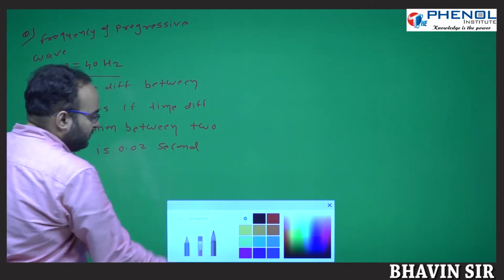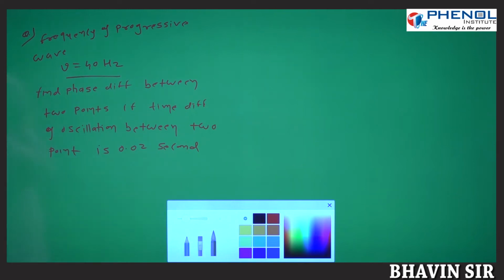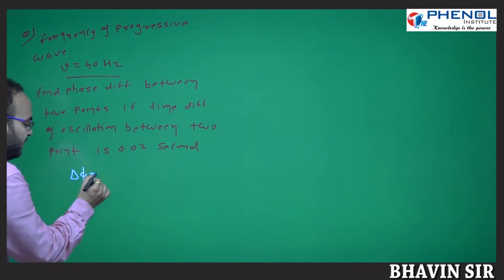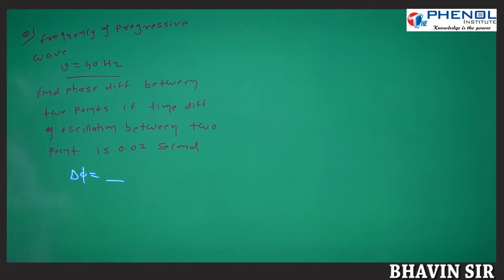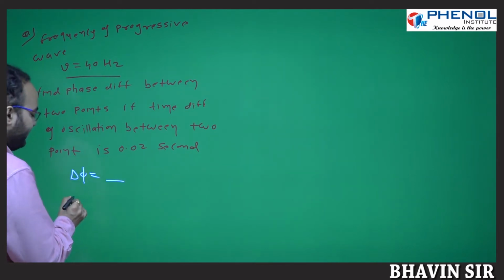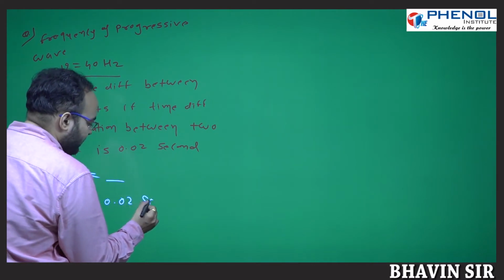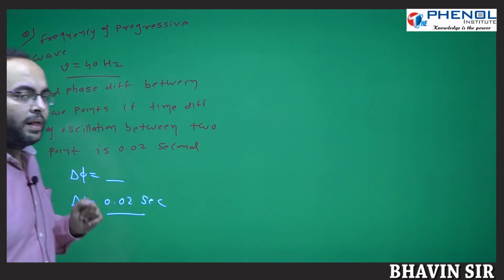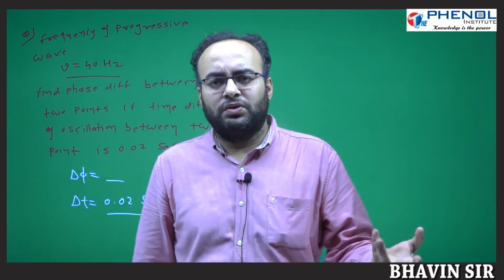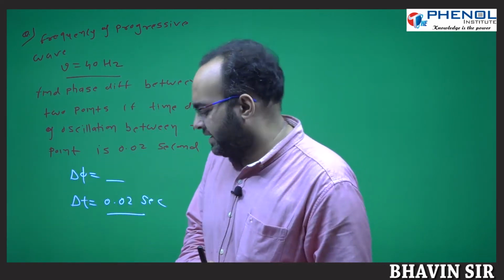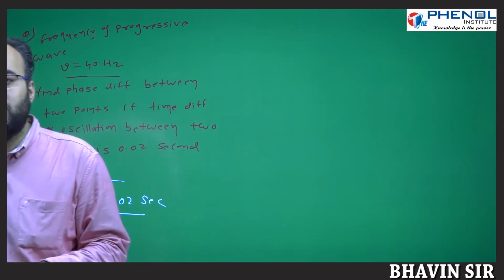Okay. Chalo. So what is the frequency of progressive wave? 40 hertz. We want to find phase difference, means we want to find delta phi. Delta phi is the phase difference between 2 points. The time difference of oscillation between 2 points means delta t. What is delta t? 0.02 second.